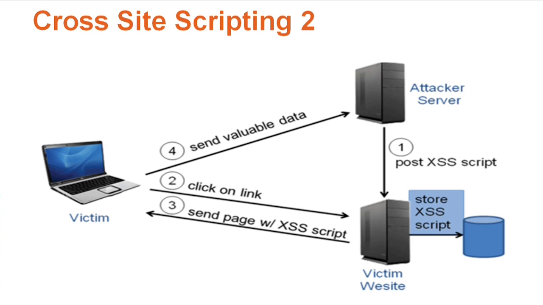So now number 2, the user clicks on a link. They send the page with a cross-site script down to the user. They click on something in the page on the actual client, and now it sends back valuable data to the attack server. So that's kind of how the life cycle works of a cross-site scripting attack.